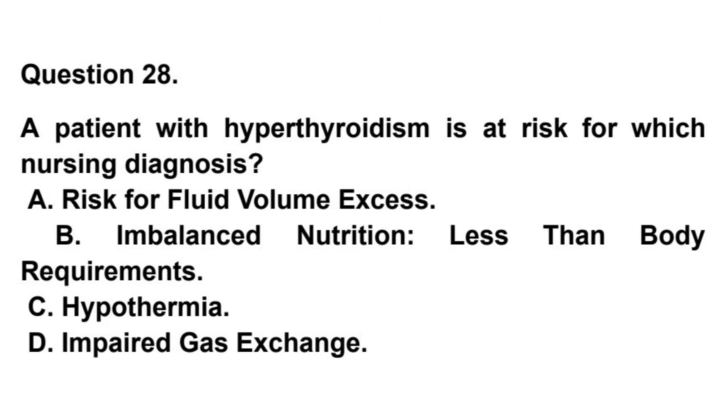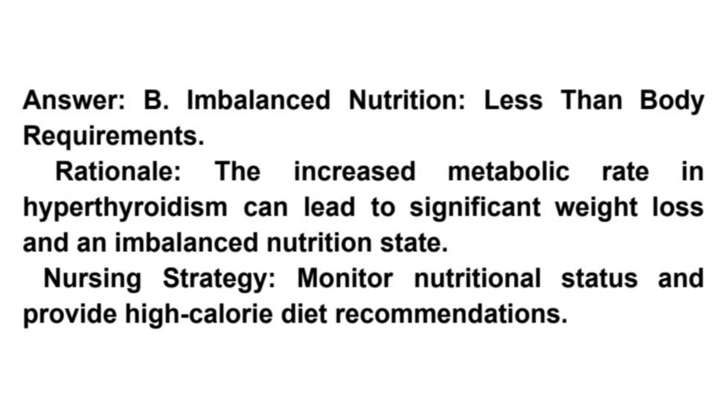Question 28. A patient with hyperthyroidism is at risk for which nursing diagnosis? A. Risk for fluid volume excess. B. Imbalanced nutrition less than body requirements. C. Hypothermia. D. Impaired gas exchange. Answer: B. Imbalanced nutrition less than body requirements. Rationale: the increased metabolic rate in hyperthyroidism can lead to significant weight loss and an imbalanced nutrition state. Nursing strategy: monitor nutritional status and provide high-calorie diet recommendations.